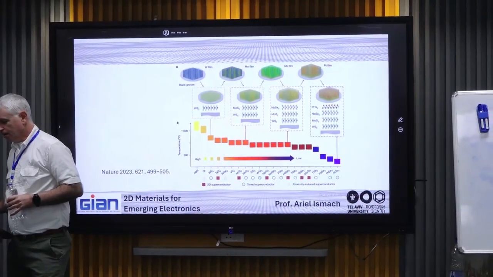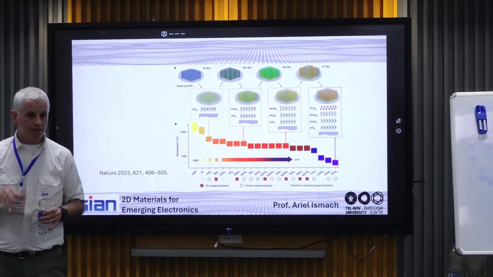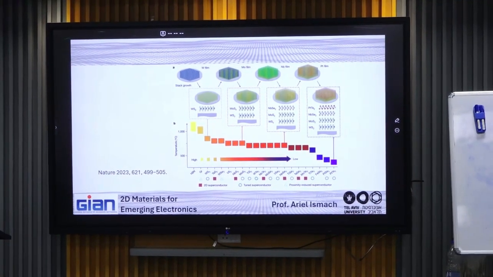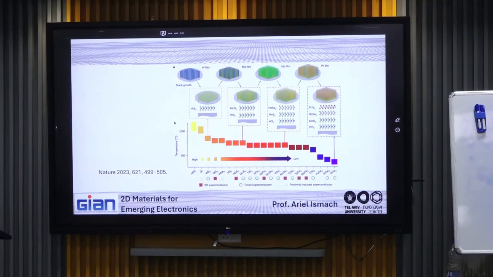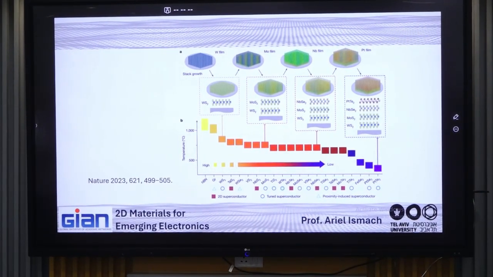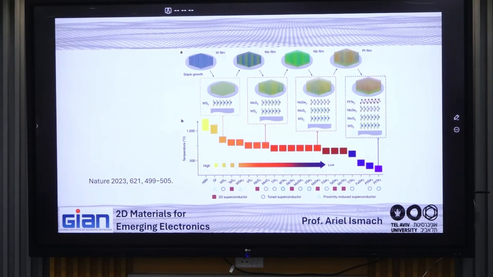Now here there is no LEED. LEED is low energy electron diffraction. Here there is no LEED. They just made the heterostructures of many different TMDs by sulfurization, which is a relatively easy process to do.